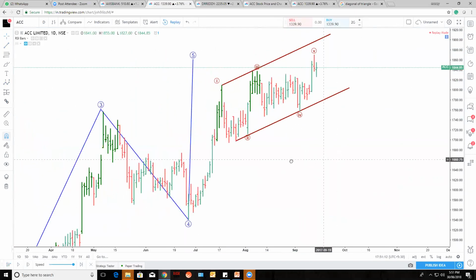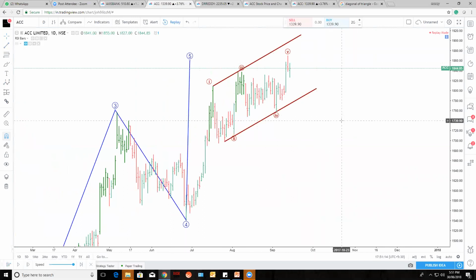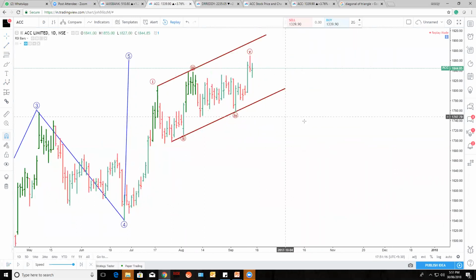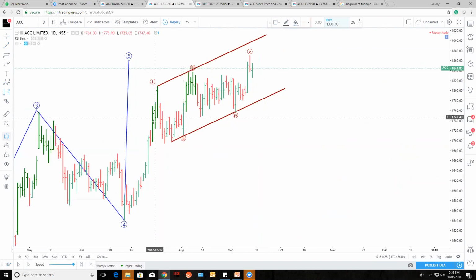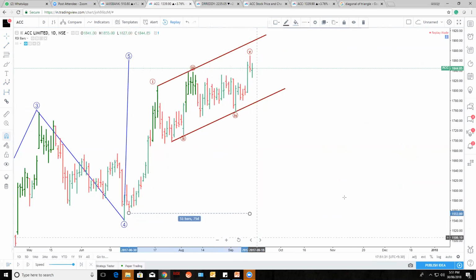Okay. It is like a diagonal, an ending diagonal. So what is the time frame it took? Let's measure it. There is a tool, you can measure it. Date range or price range? Date range I'm measuring. So it took to form from here to the top. This is the top, 51 days it took.